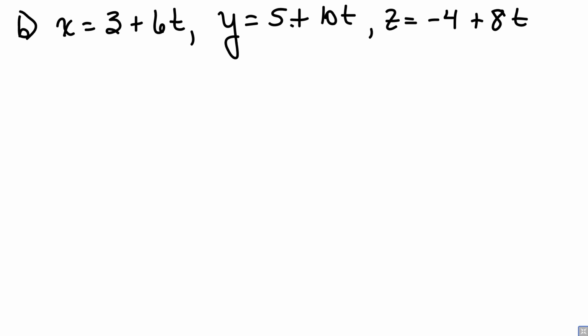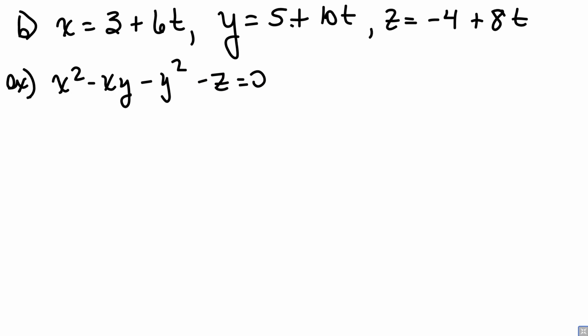All right, let's look at our next example. So next example, we are given an equation that x squared minus xy minus y squared minus z is equal to 0. And our initial point, our starting point, is (1, 1, -1). Okay. So again, part A, we're going to write an equation of a tangent plane.